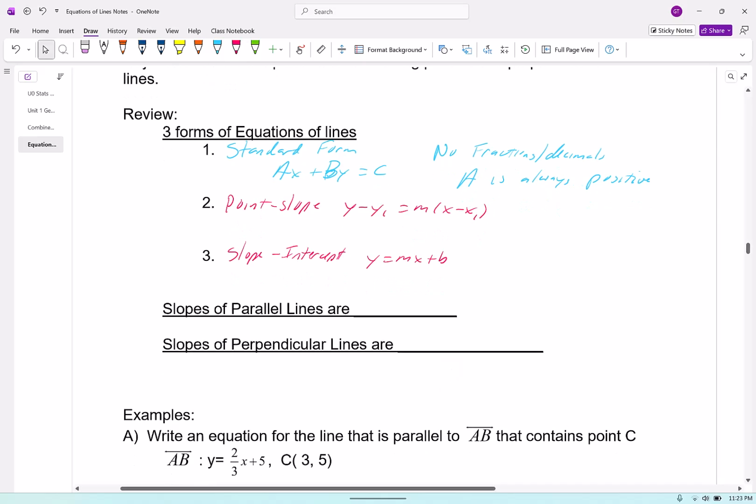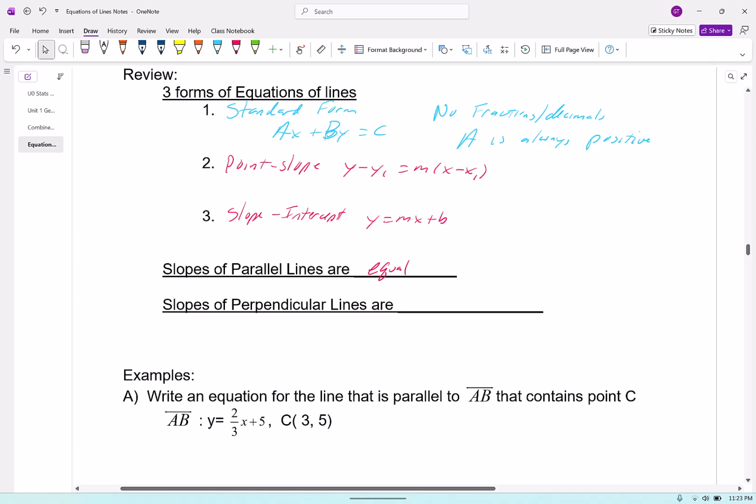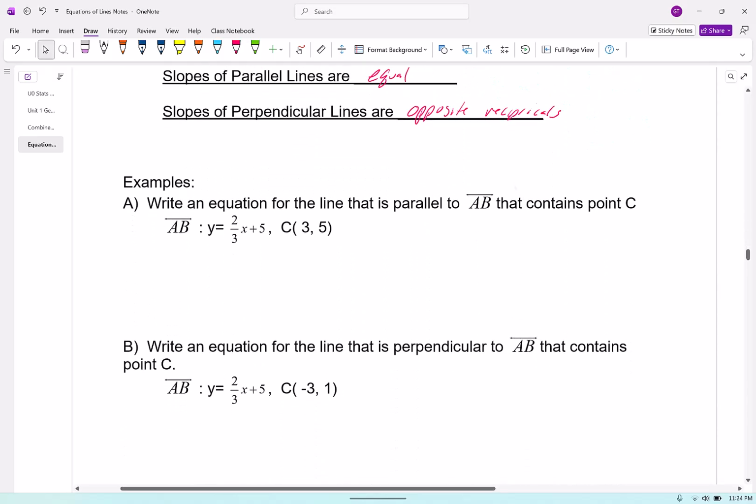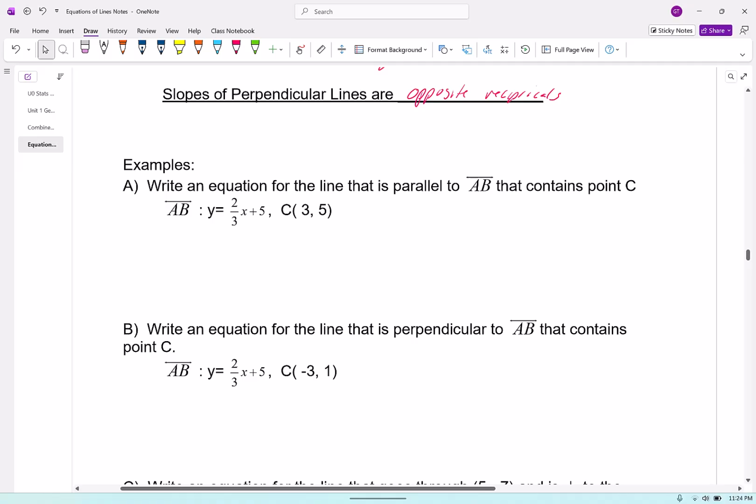Remember, slopes of parallel lines are equal, and slopes of perpendicular lines are opposite reciprocals. Remember, reciprocal: if I had 1 over 2, the reciprocal is 2 over 1. You just flip them. Opposite means that if it's positive, it'll be negative, and if it's already negative, it's going to be positive. So let's apply some of this.